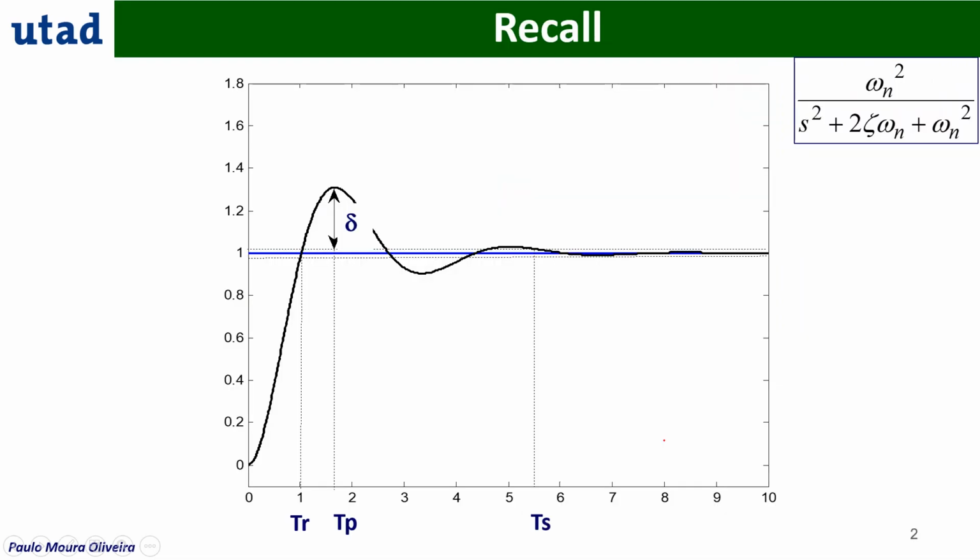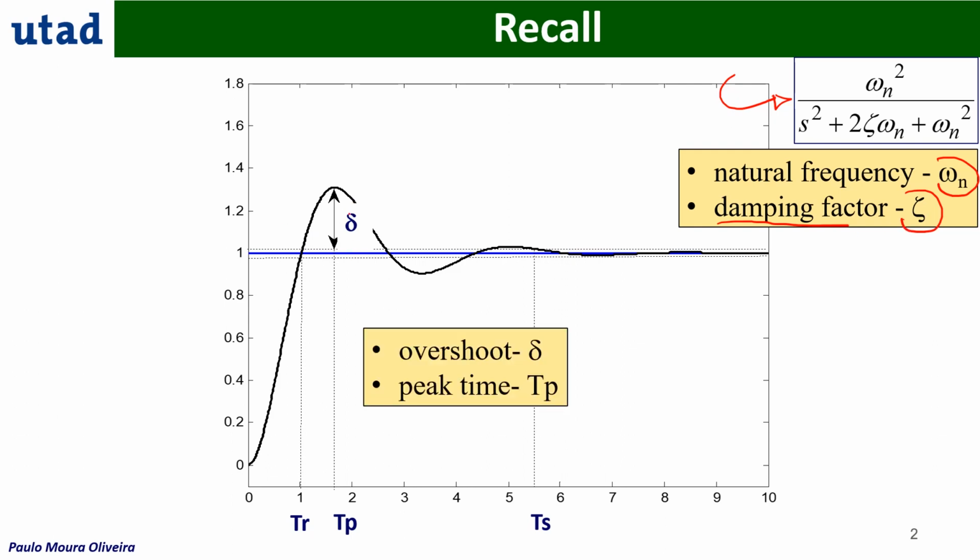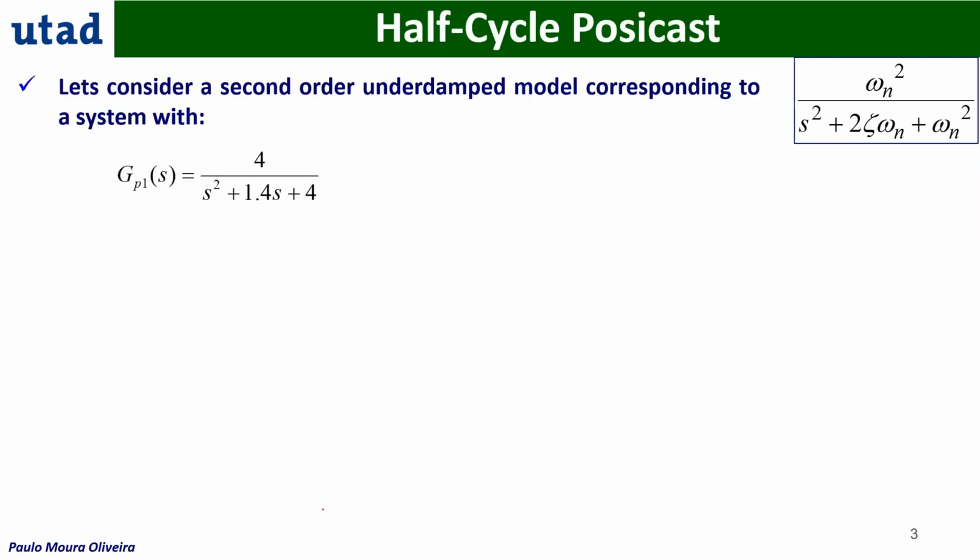So just a recall from elementary notions about second-order systems, this is the general transfer function for a second-order system in the Laplace domain, and we usually call the natural frequency omega n, and we represent the damping factor with the Greek letter zeta. Also, we are going to represent the overshoot here with delta and the peak time by Tp. These are the important variables for now, so recall these ones.